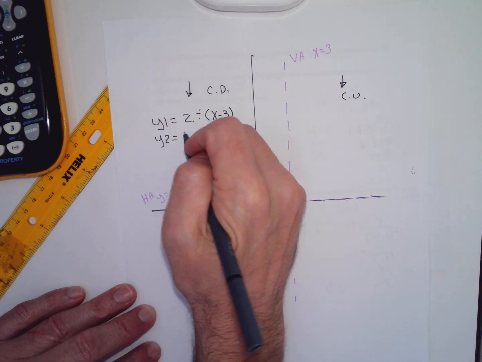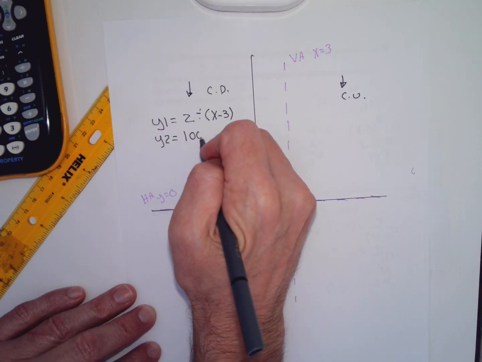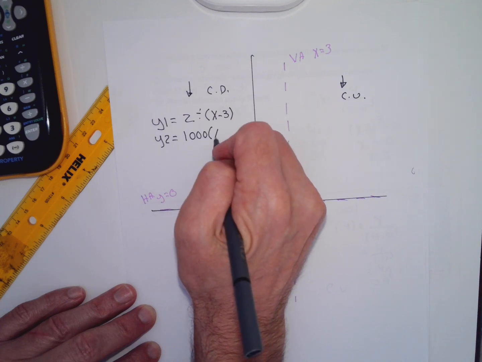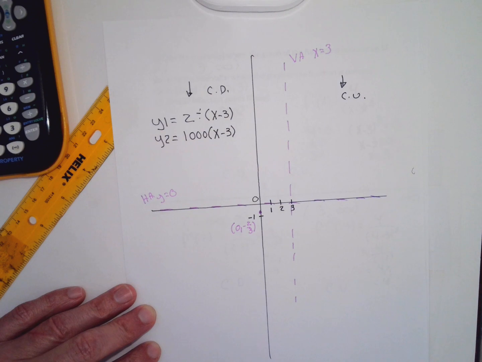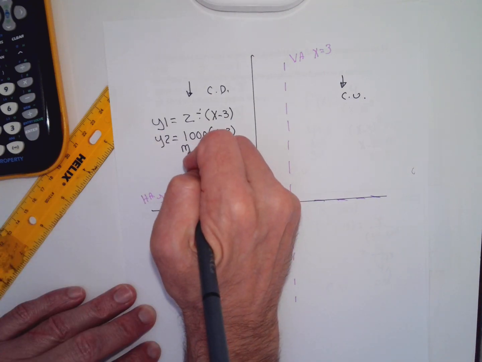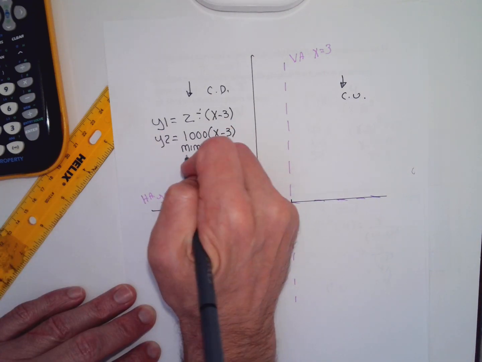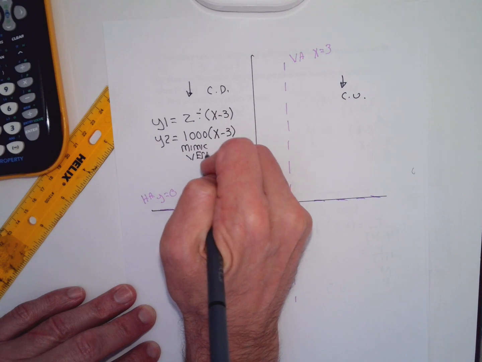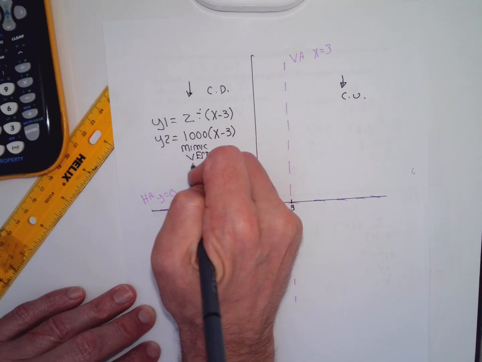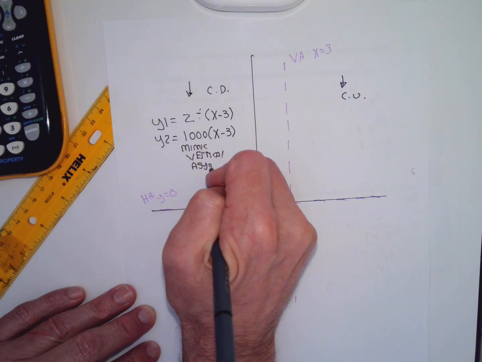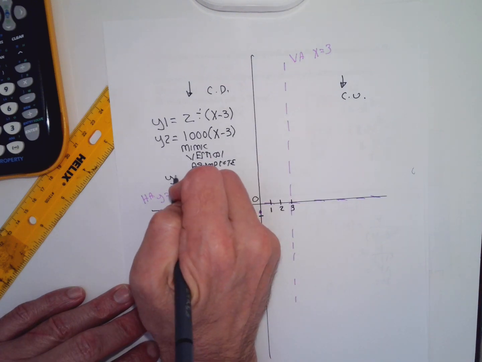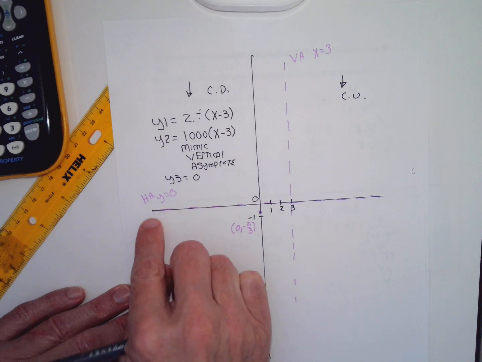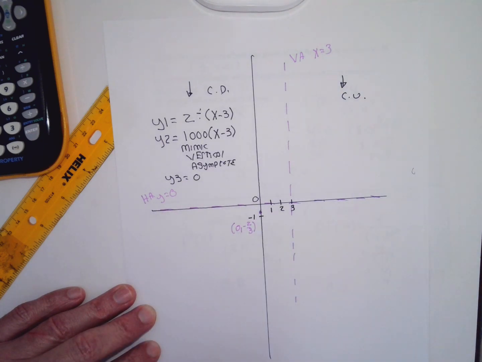This is a trick. If you take 1,000 and multiply it by the denominator, it's going to draw a line with a slope of 1,000. It will look like a vertical line. This right here is going to mimic the vertical asymptote, but it's not really going to be the vertical asymptote. If you have a fancy color calculator, in y3, you can type in 0 and you will see the horizontal asymptote change colors, which is kind of nice.